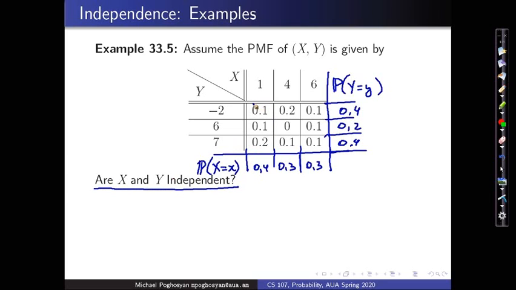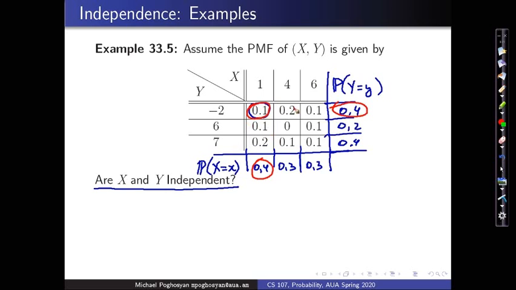I need to check if all elements are obtained by multiplying the corresponding row and column marginal probabilities. Say this, I need to check if this is obtained by multiplying this with that. Of course, it is not correct. Well, in the case of independence, I need to have 0.16 here, not 0.1. So already this is saying that we do not have independence.